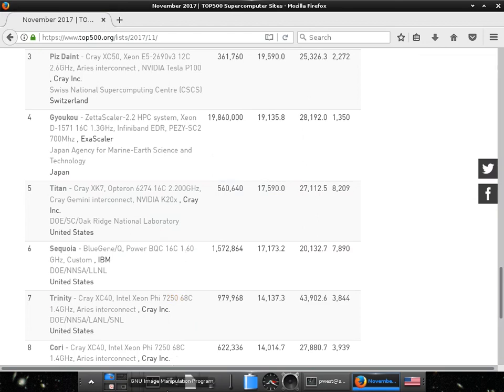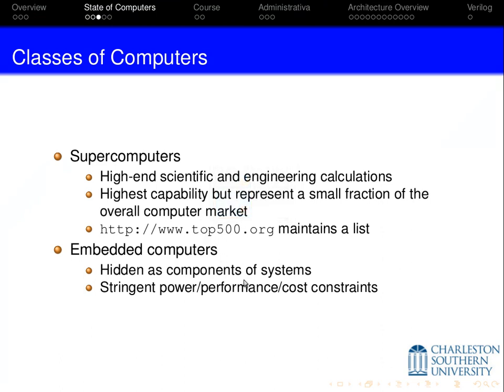Well, there you go. Top 500. Okay, so supercomputers, all about performance. Do you think they care much about power? No. On the other hand, your phone, does it care about power? Yes. No one wants bad battery life.